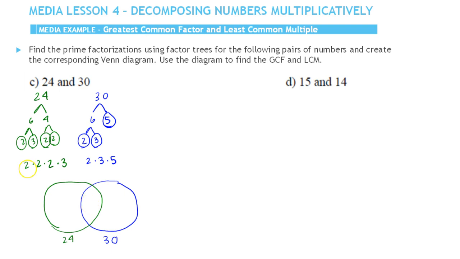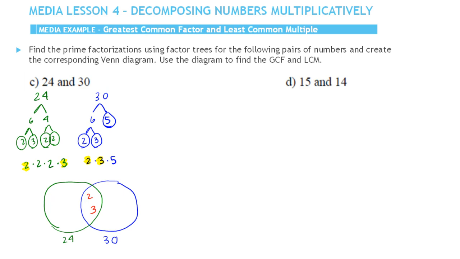I'm going to start with 24, and I'm going to check to see what factors 24 has that 30 also has. So I notice they both have 1 factor of 2, so I'm going to highlight that. Now 24 has 2 more factors of 2, but 30 does not have any more factors of 2. So I'm just going to highlight the 1. And 24 has a factor of 3, and so does 30. So the factors they have in common are 1 factor of 2 and 1 factor of 3. So I'm going to put that in the intersection. 2 and 3.